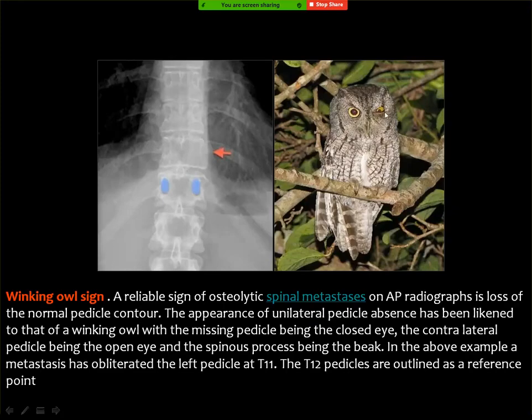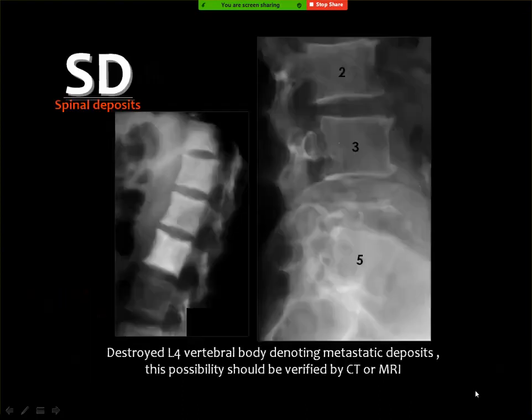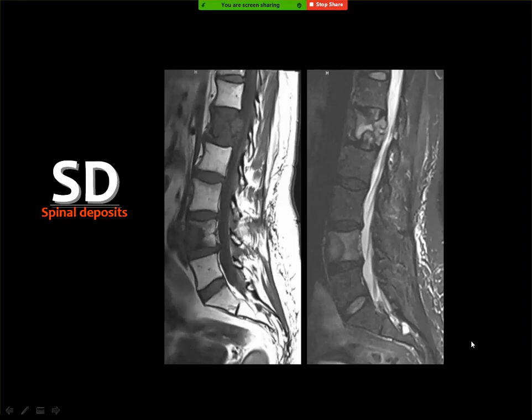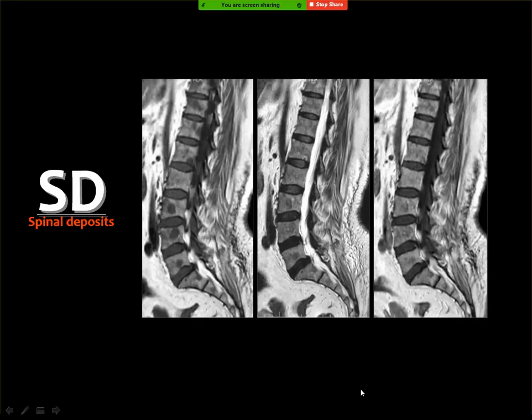And here it is known also as the winking owl sign, where you can see the pedicle on the right, but you cannot see the pedicle on the left. And here you can also see the two opposite pedicles in a normal vertebra. And metastasis can be osteolytic and it can be osteosclerotic, as you know. And the metastasis can be associated with extraosseous soft tissue component. And here you classically see the absent pedicle compared to the left side. Then variable sizes of the lesions will support the diagnosis of metastasis.